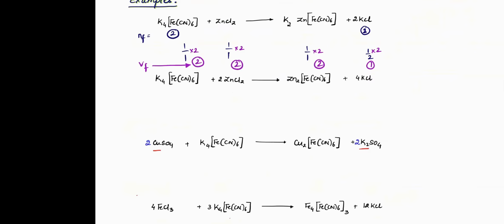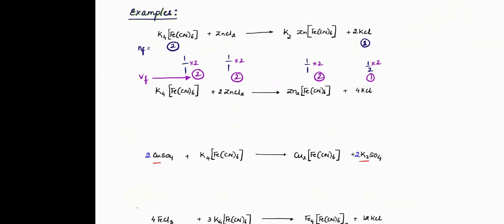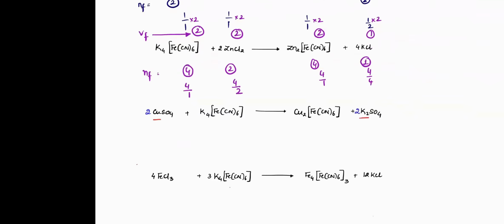Yes, sir. Right. See the second one now. K4FeCN6 plus 2 ZnCl2 is giving Zn2FeCN6. Well, using the salt idea also, you can directly figure out that all 4 potassiums got replaced. So in such a case, the N factor will be directly 4. So if I know that it is 4 by 1 because the stoichiometric coefficients are 1, this will be 4 by 2, 4 by 1 and 4 by 4. So that makes it 2 here, 4 here, 1 here. So these are the valency factors or N factors.